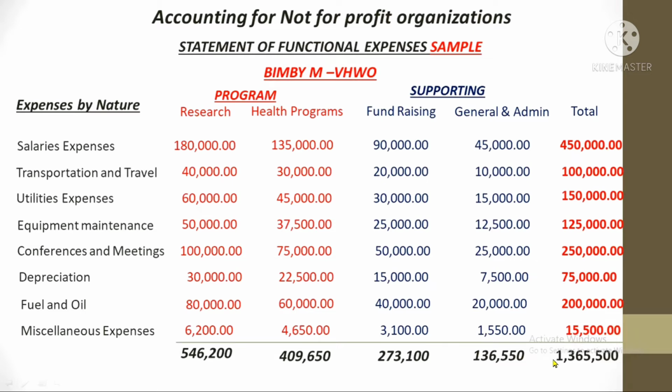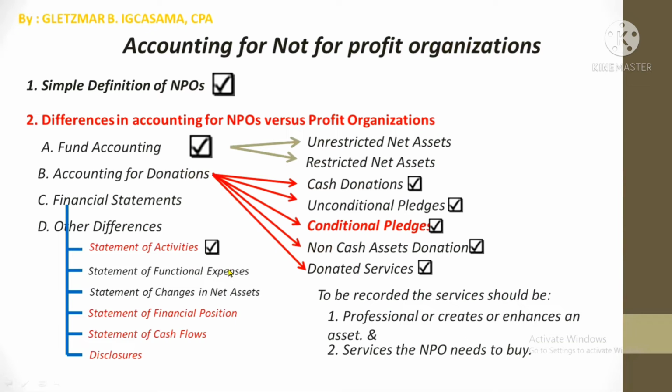If the NPO is already in its second year, there will be an additional column. You expect that for the expenses in the previous year, because the previous year's balances should be compared to the current year balances. And that's it for the statement of functional expenses. So let's go back here and put a check mark here.